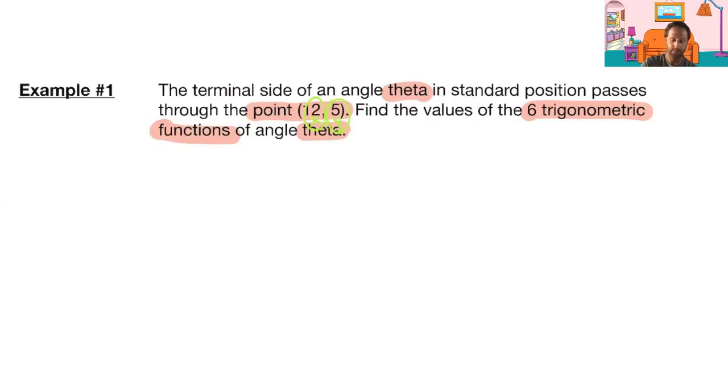What do you need? Yeah, hopefully you said we need a drawing. So that's the first thing I'm going to start with. I'm going to draw my two axes. And again, they said starting on the origin and passing through that point (12, 5).